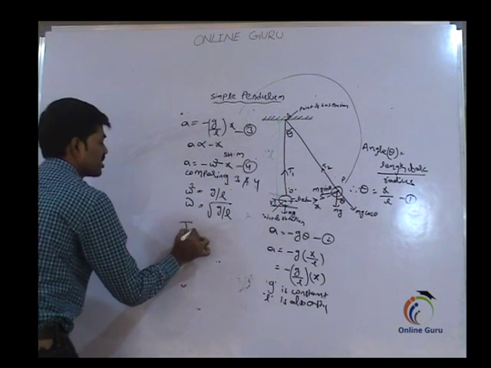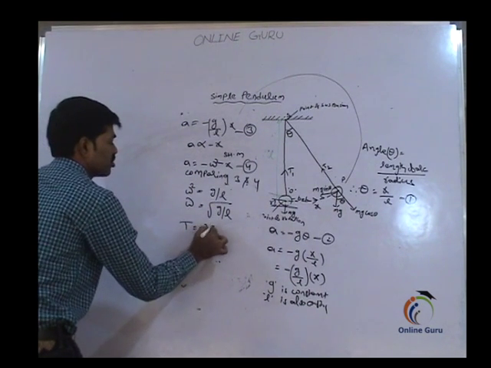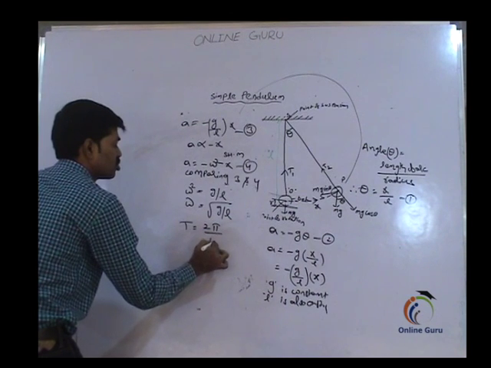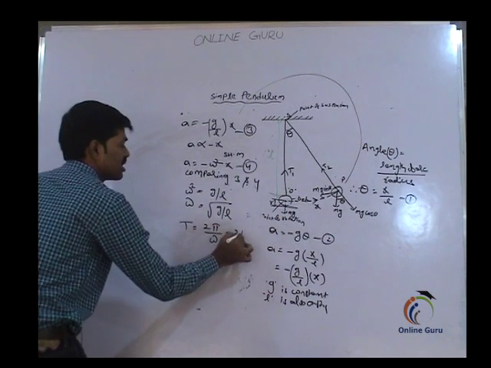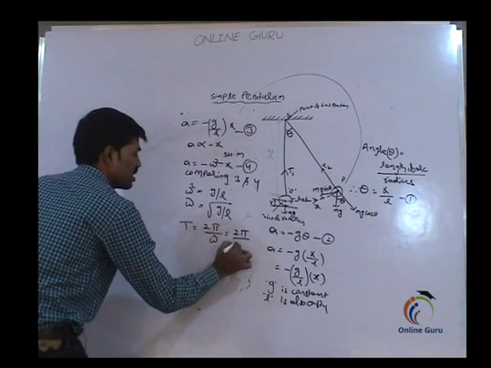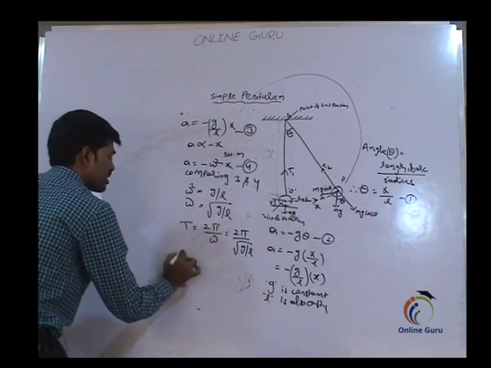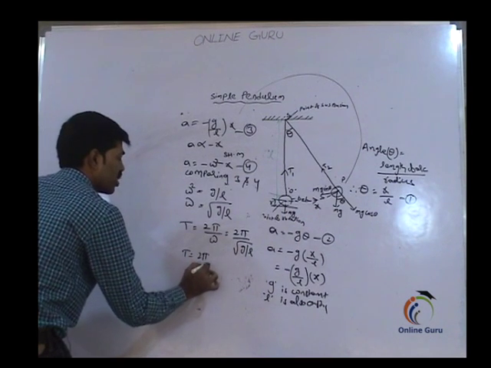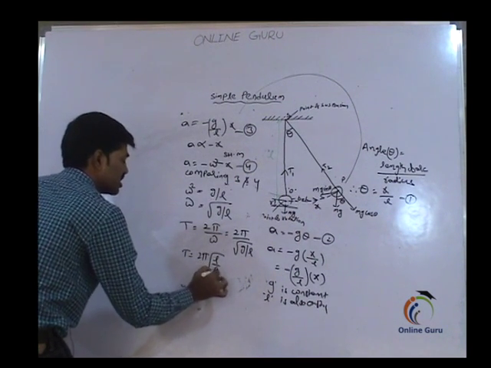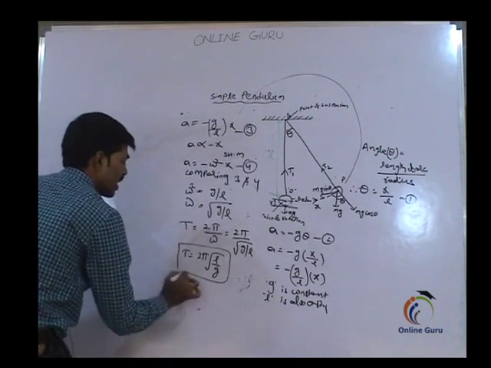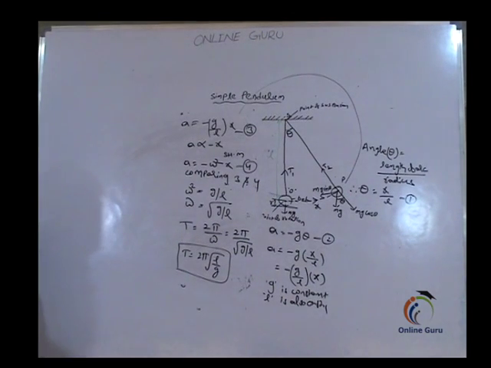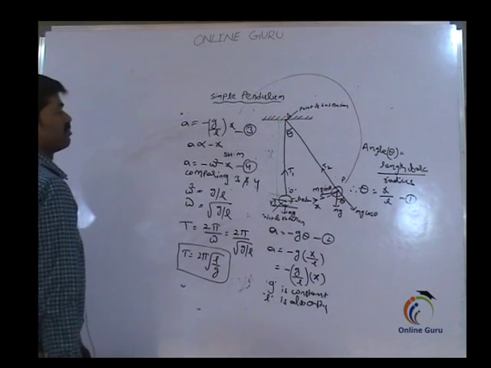Then we know that T is the time period. So time period is equal to 2 pi by omega, that is 2 pi by under root of g by L. It comes to the numerator, so T is equal to 2 pi under root of L by g. This is the expression for the time period of the simple pendulum.